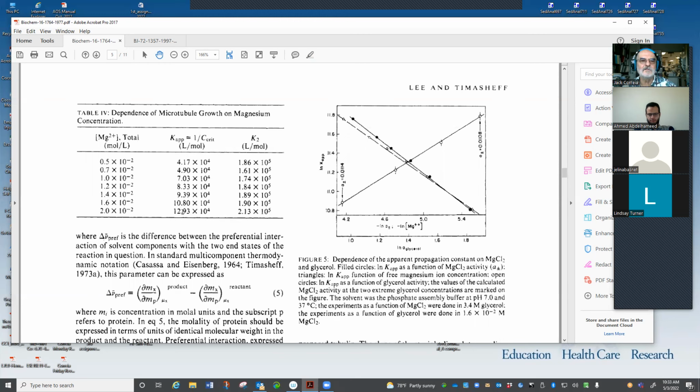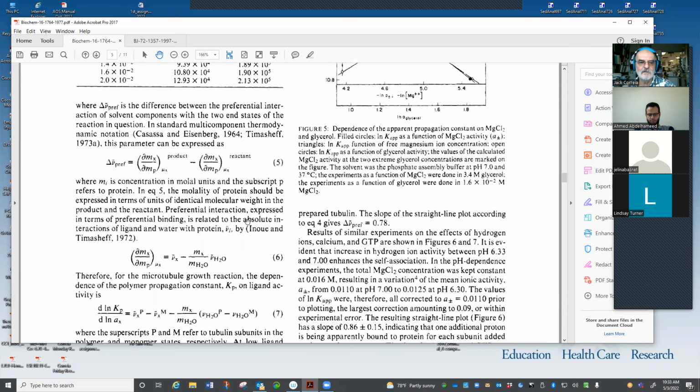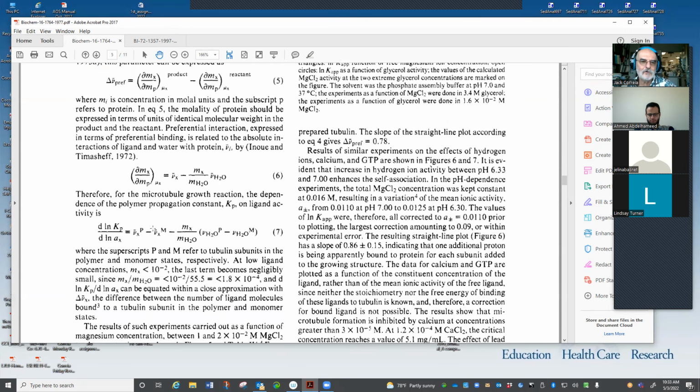it's driven by an increase in the association or the propagation constant, 1 over the critical concentration. And then this gets expressed as sort of a simplification of the K, because the K is a nucleation followed by a propagation constant. And so they recast it as an equilibrium constant for propagation. Now, the proper expression for this, I have already discussed in the last paper, involves some water being potentially lost at the same time. And so that becomes part of the discussion.